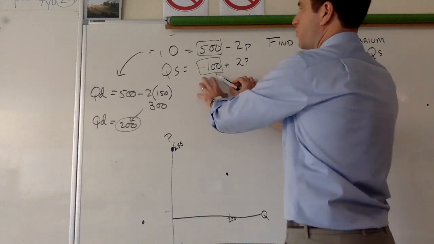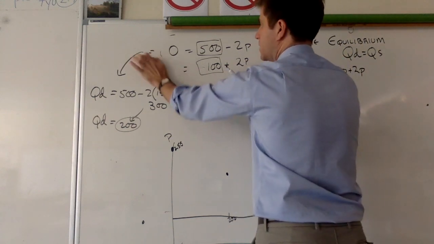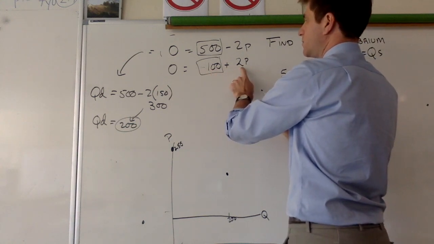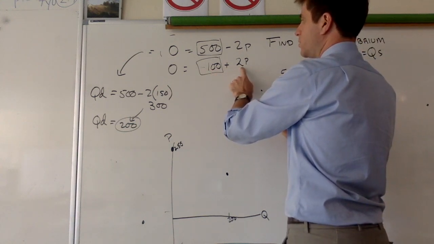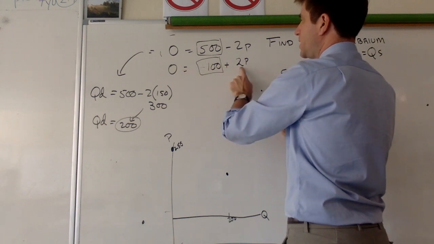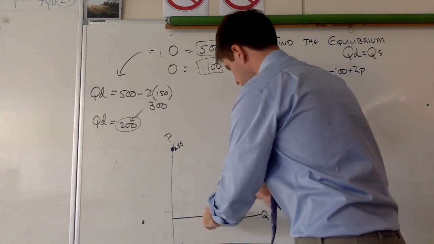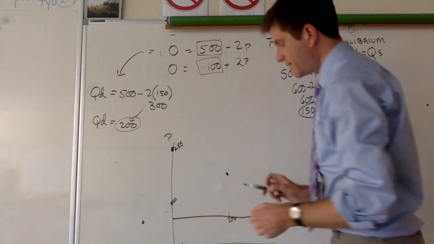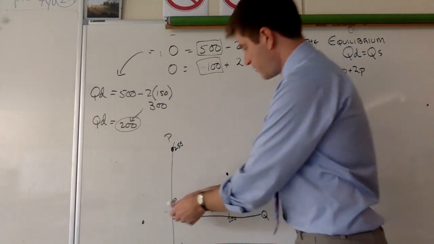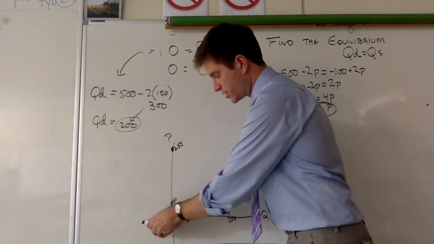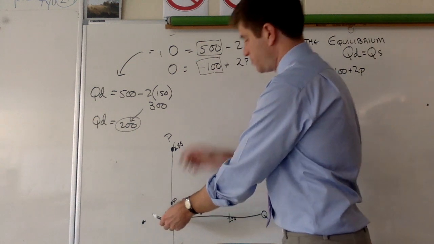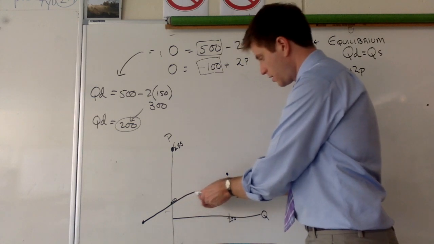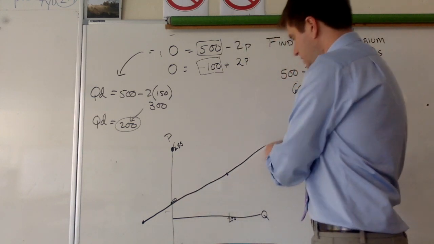Now we can do the same thing for supply. Supply equals 0, so negative 100 plus 2p must equal 0. 2p must equal 100, so p is 50. And now you can see we actually have a line that we can draw. It starts at the negative 100 intercept, comes through 50, and then hits my equilibrium point.